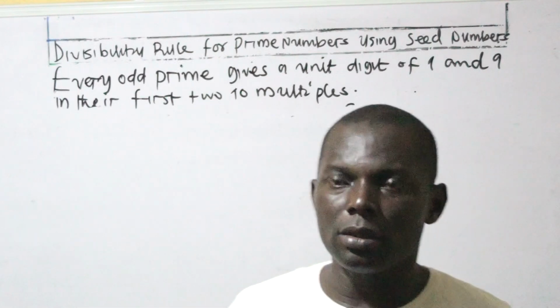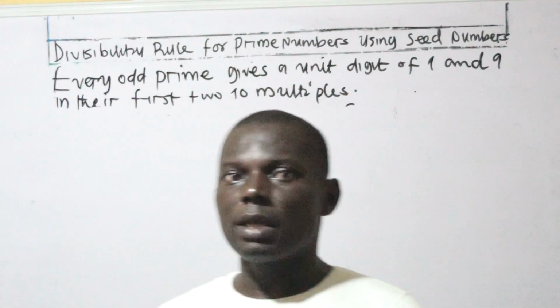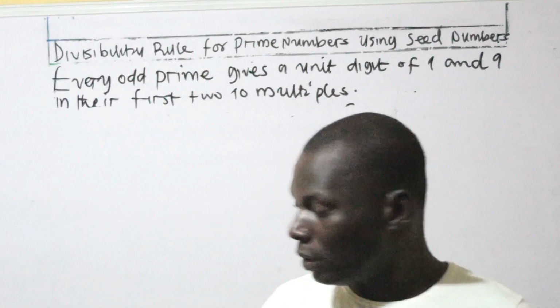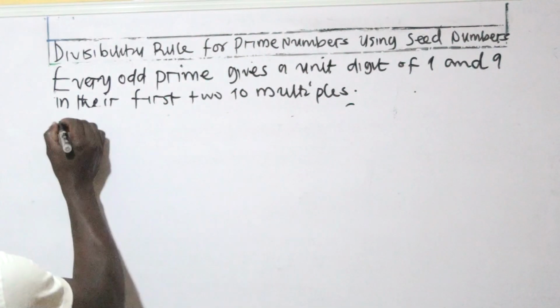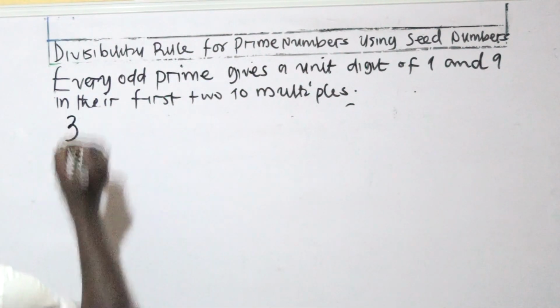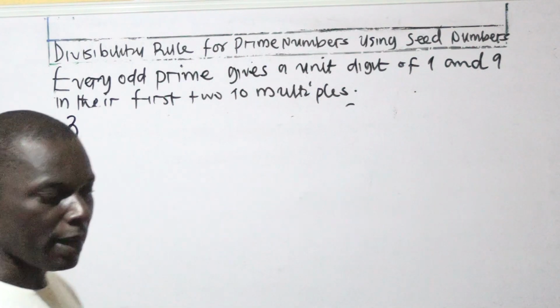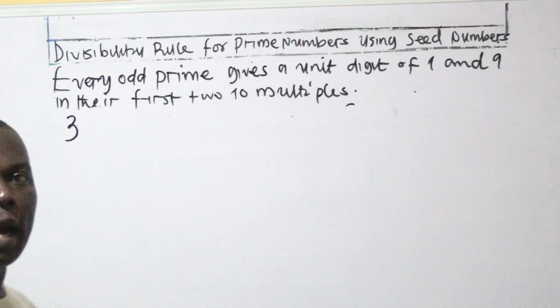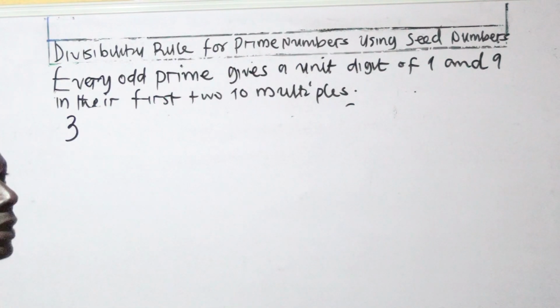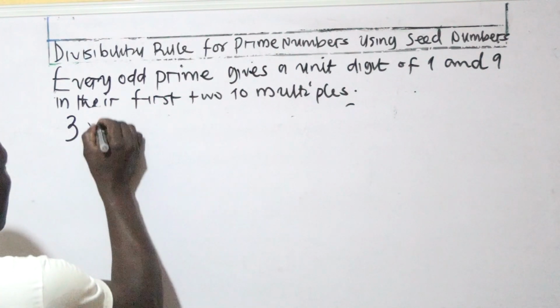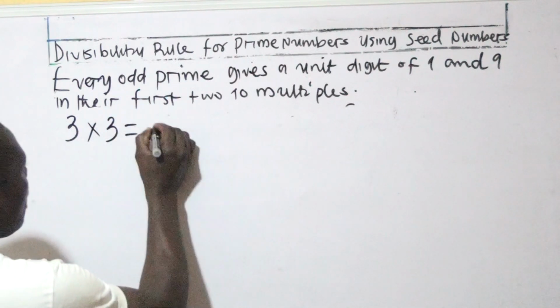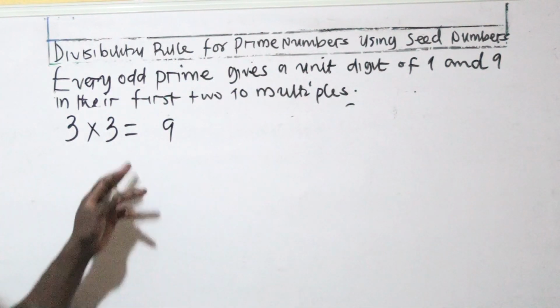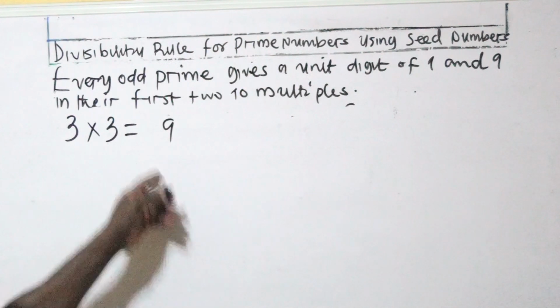Now let's go into operation, starting with 3 as a prime number. If we're having 3 as a prime number, we look for another number that can multiply 3 so that the unit digit becomes 9 or 1. So here we can say 3 times 3 is 9. It's a single digit number, 9. So that is the unit digit.